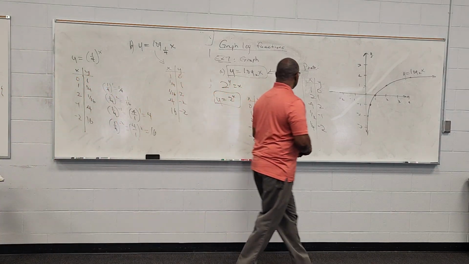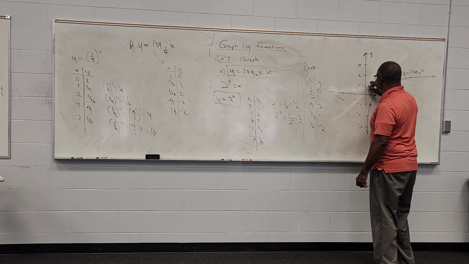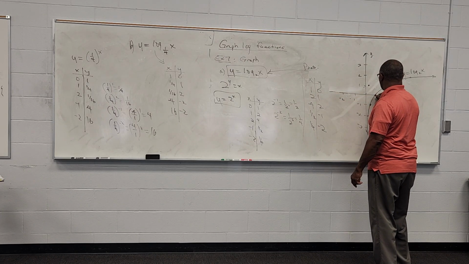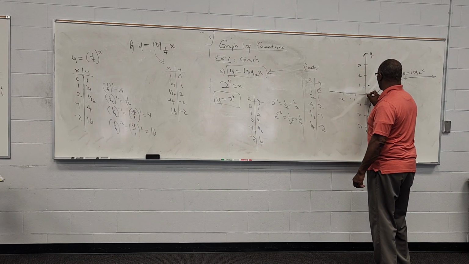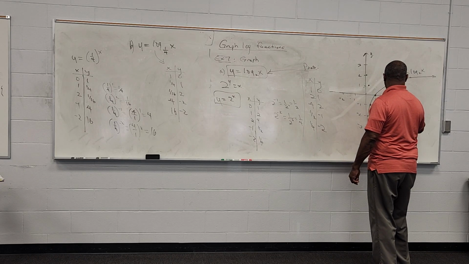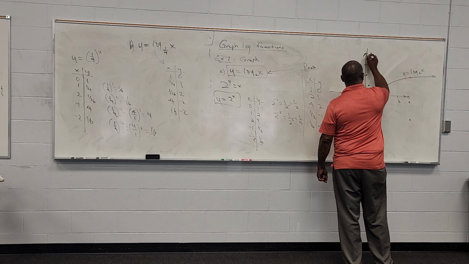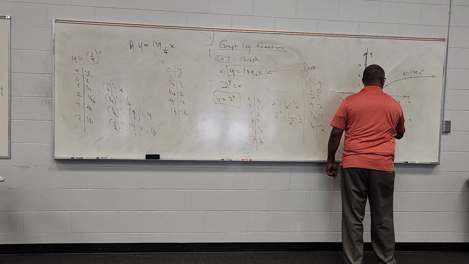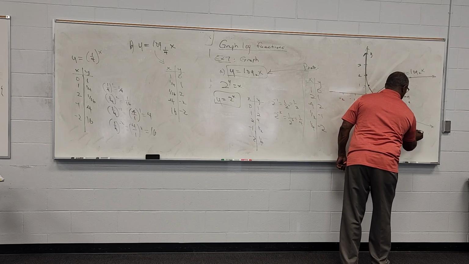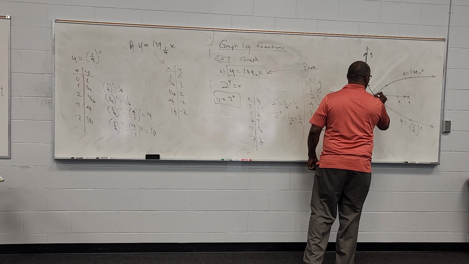So now, let's plot those points. (1/4, 1). I'm just using this graph. So x is 1/4, y is 1. Okay? (1, 0), right here. (1/16, 2). Okay? (4, negative 1). (16, negative 2), way out there, right? So you clearly see this is y equals (1/4) to the x. They both go through the point (1, 0). Okay.